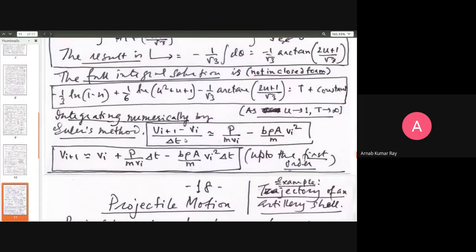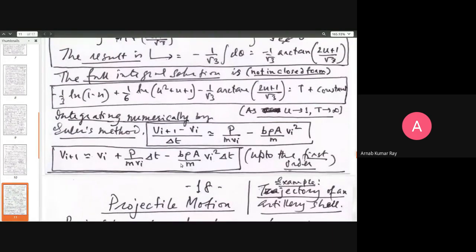Anyway, one last point on this bicycle rider problem is that if you have to do this thing numerically by Euler's method, what is it? dv/dt, delta v by delta t, which is dv/dt equal to P by mv minus B rho A by m v_i squared. Is that so? Yes. And then this is the Euler prescription: v_(i+1) is equal to v_i plus P by m v_i delta t minus B rho A by m v_i squared delta t, up to the first order.